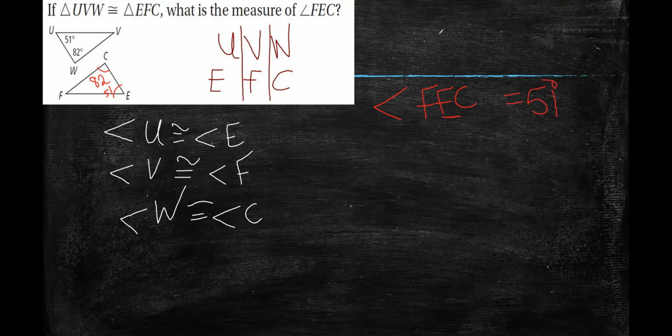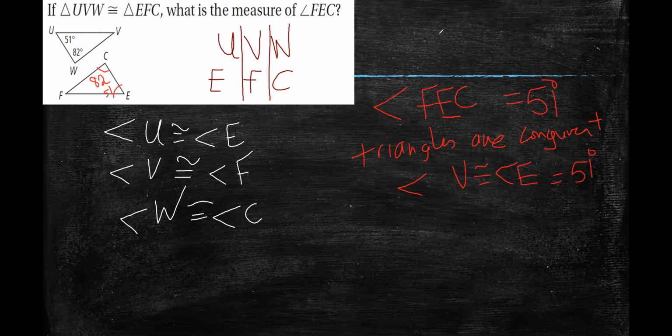Because of what? Because the triangles are congruent. And we said before, if the triangles are congruent, all the corresponding elements, the corresponding angles or the corresponding sides in them, are congruent. So that means the angle V is congruent with angle E, which equals 51.